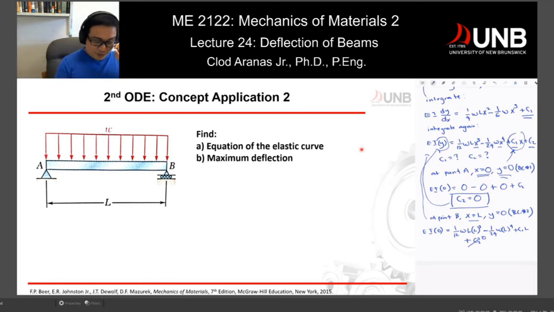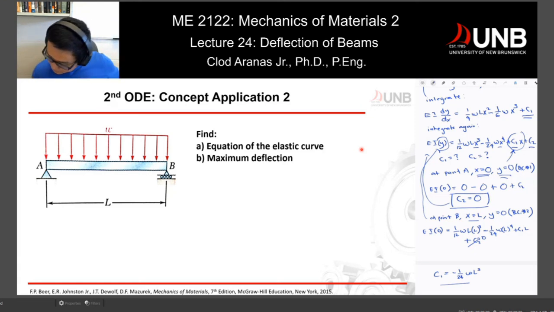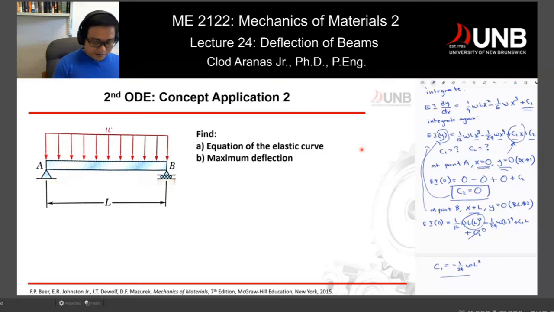Now, once you work your equation from here and simplify, you'll find that your C1 is equal to negative 1 over 24 W L raised to 3. Just checking. Yeah, so you will get this value right here. I think I'm missing something. This becomes L to the 4. Okay, now I got it. Yep. So you will get C1 is equal to this value right here.